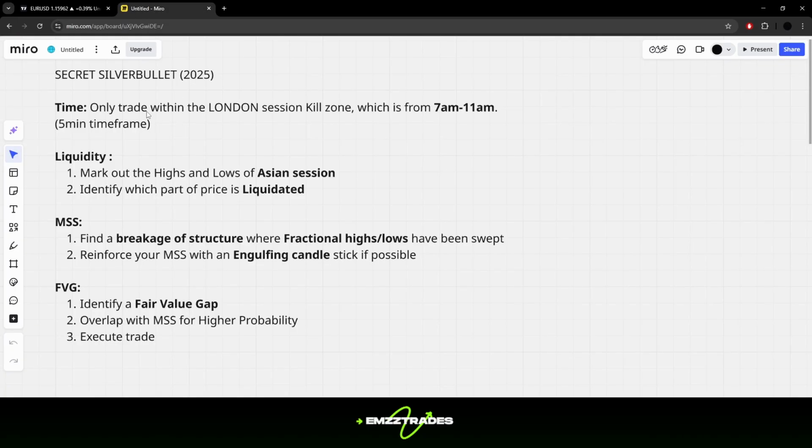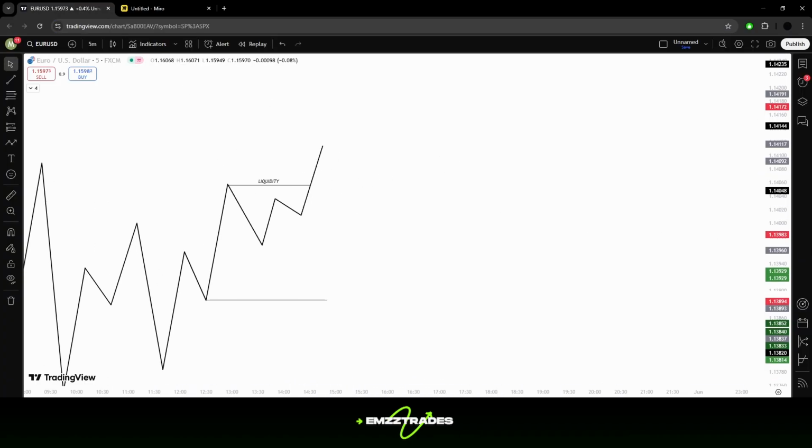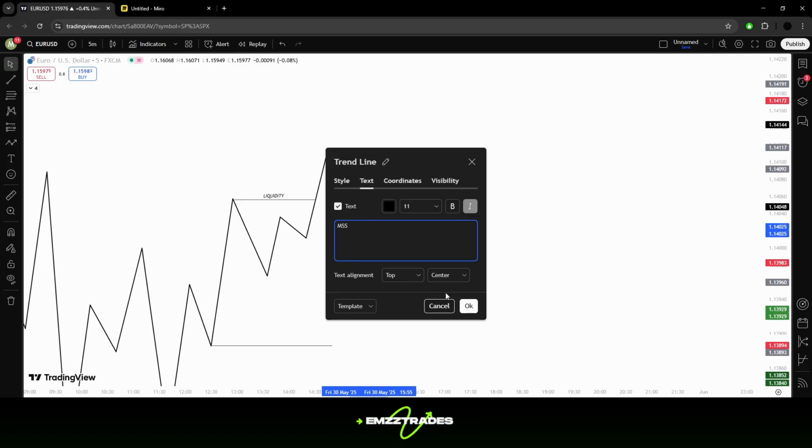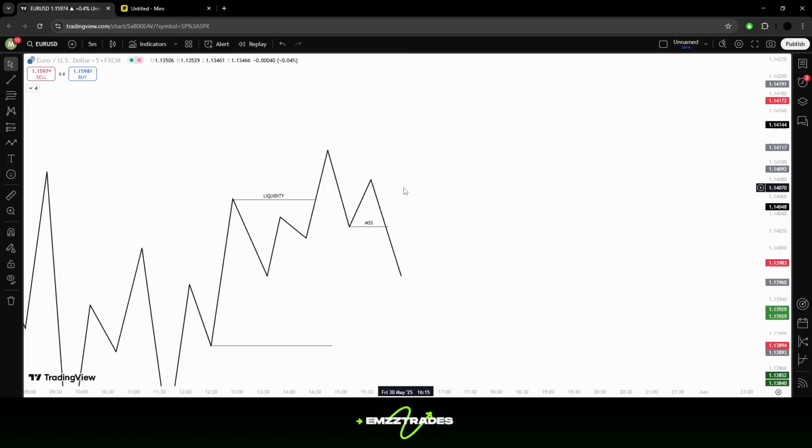And once we actually do get a liquidity sweep, what we need to do now is find a breakage of structure where fractional highs and fractional lows have completely been swept, and then we can reinforce our market structure shift with an engulfing candlestick if it's possible, okay? So what we need to do now is find a breakage of structure towards the downside, because we are trading a reversal strategy, okay? So as you can see, we're going to be waiting for price to give us one of these type of movements where price will actually break on itself, and it will give us one of these right there. So as you can see, this will be our market structure shift right here, and I'm going to be explaining what a fractional low or fractional high is in the actual chart example so you can get a better understanding of it, okay?